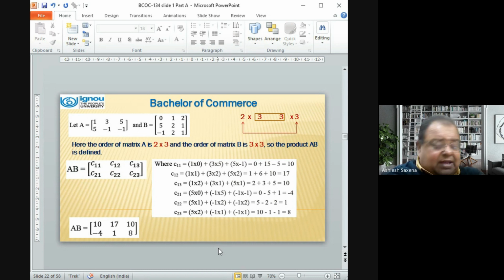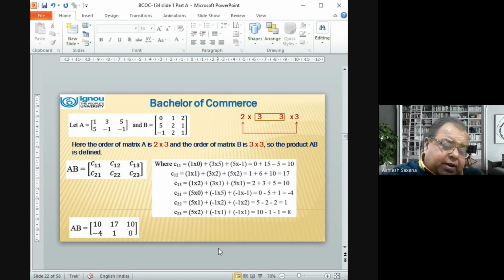Move to matrix B. We can see 9 elements. It is having 3 rows and 3 columns. That means it is a 3 by 3 matrix. Now, when we multiply a 2 by 3 matrix with a 3 by 3 matrix, we will get a 2 by 3 matrix as the answer. The arrow shows how we got the 2 by 3 matrix as the answer.